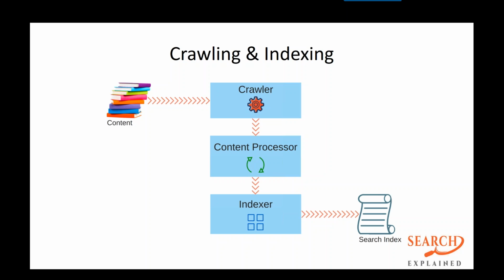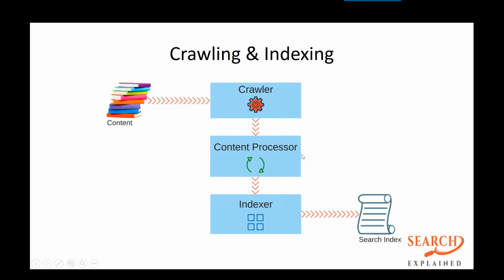If I want to simplify this process, obviously it is a very complex process, but if I simplify it, I can tell you that the first step is crawling the content, which means the engine gets connected to the content source. It enumerates all the items that have to be indexed and collects them. This is the step which is called crawling.